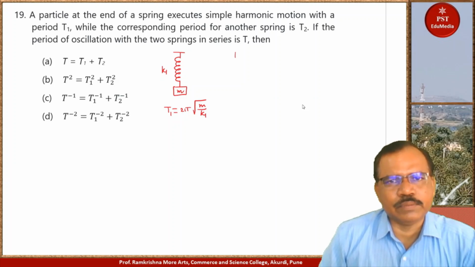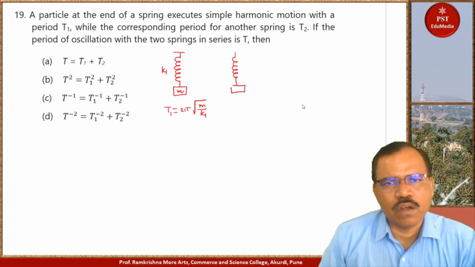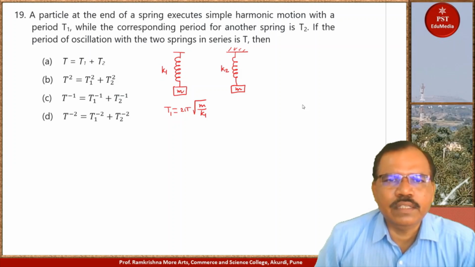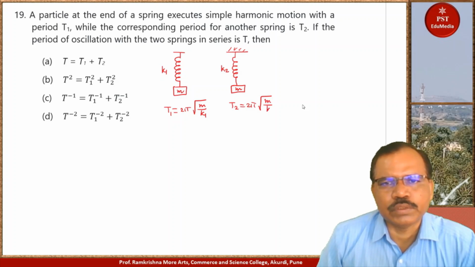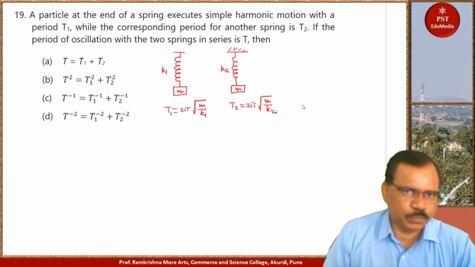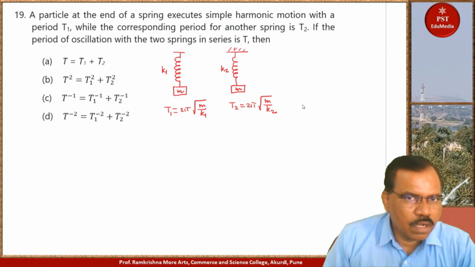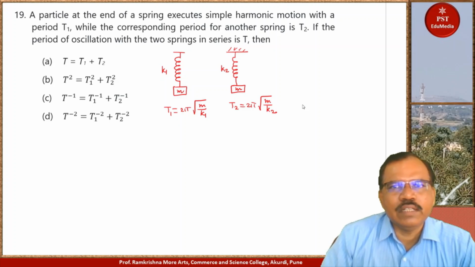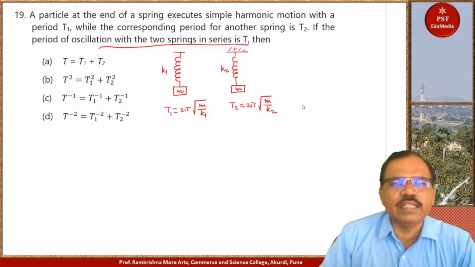We have another spring of spring constant k2. Then here period of oscillation t2 is equal to 2 pi under root m by k2, simply m by k2. Now what is given? T is period of oscillation when two springs are in series.